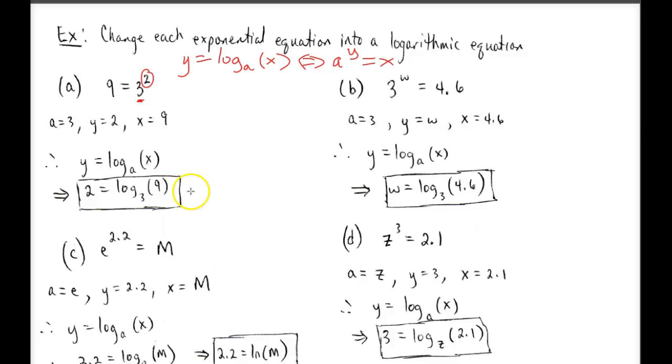And so we know that 2 is Y, 3 is A, and X is going to be 9. If we move on to example B, we see that W is our exponent. And remember, the logarithm is nothing more than a fancy way of expressing the exponent. So we say the exponent W is equal to log base 3 of 4.6. And of course, we can always go back and test whether what we converted is correct just by going A raised to the Y equals X. So 3 raised to the W is equal to 4.6, and we see that's exactly what we get here.